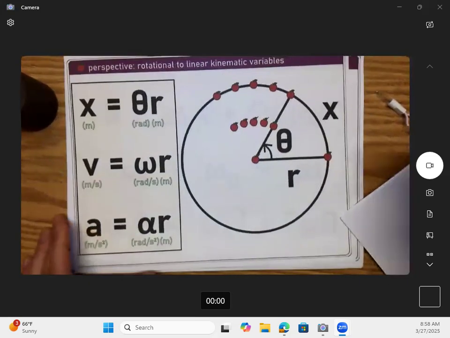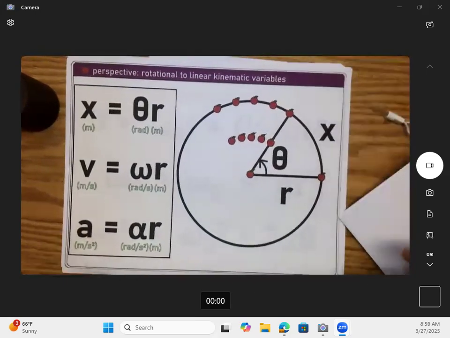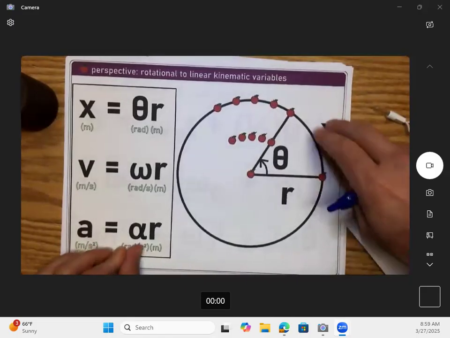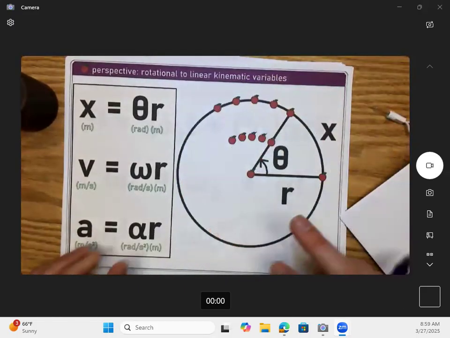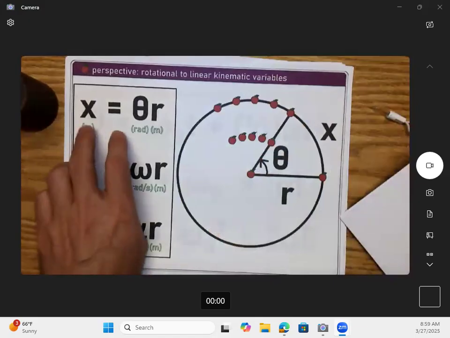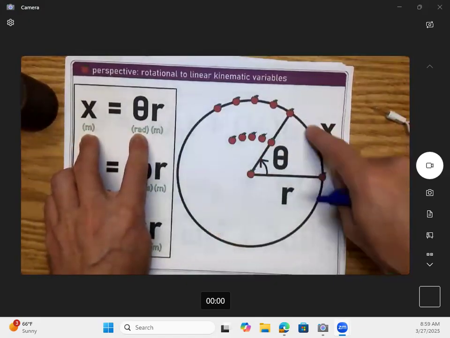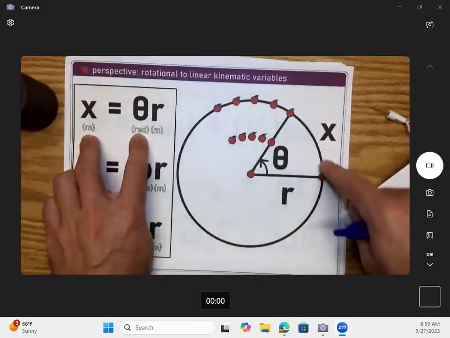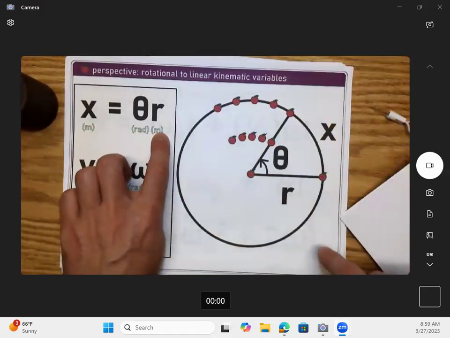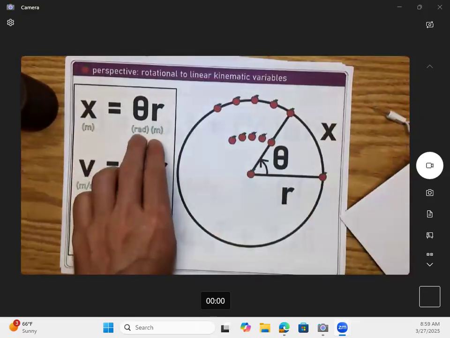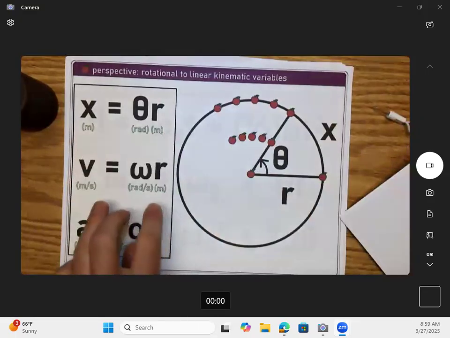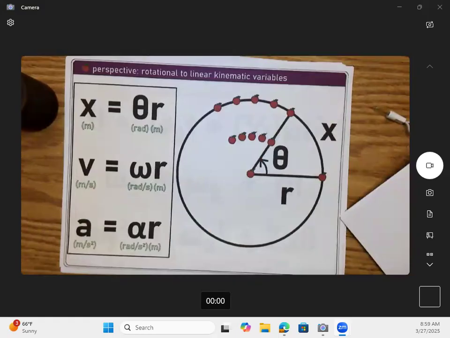Here's another one you saw right before spring break. If you have a turntable rotating, or suppose you have a car driving around a big circular racetrack, how far have you gone in meters compared to how far you have moved around the circle, say in degrees, but let's use radians for sure if you're multiplying by r. If you use radians, then this equation can work, and it can work for velocity and also acceleration. Any questions on that turntable?